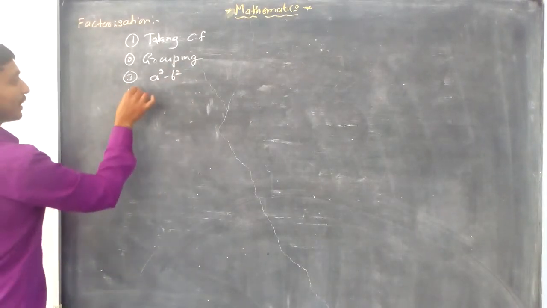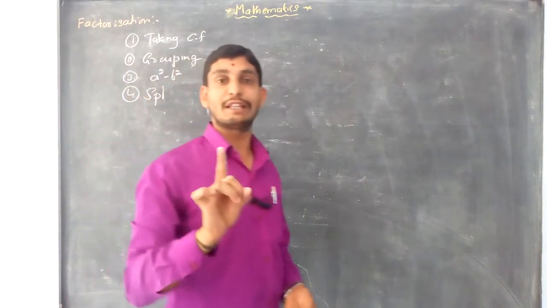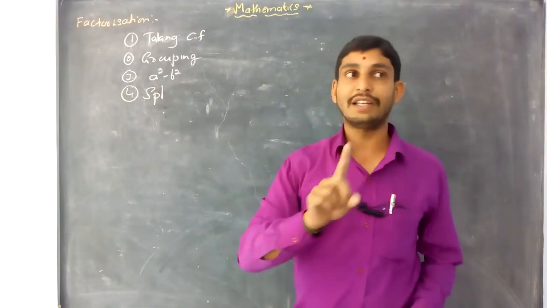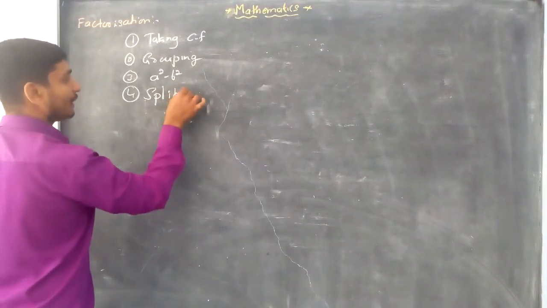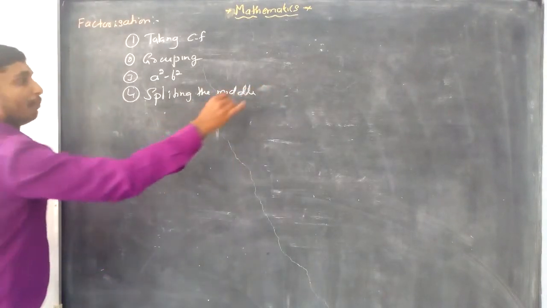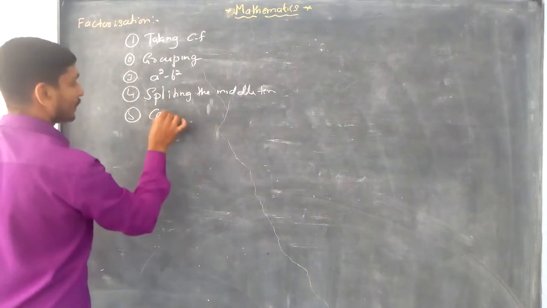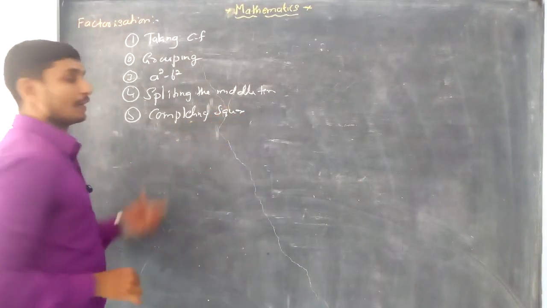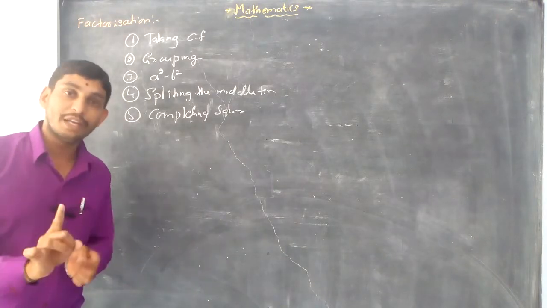Next, fourth method is the very important method, because most of the problems of 10th you are going to solve by using this method. This method even you learnt in 8th also. The name of the method is factorization by splitting the middle term. Yes, it is the middle term. It is the fourth method, and the last method is factorization by completing the square, or this method is called completing square method.